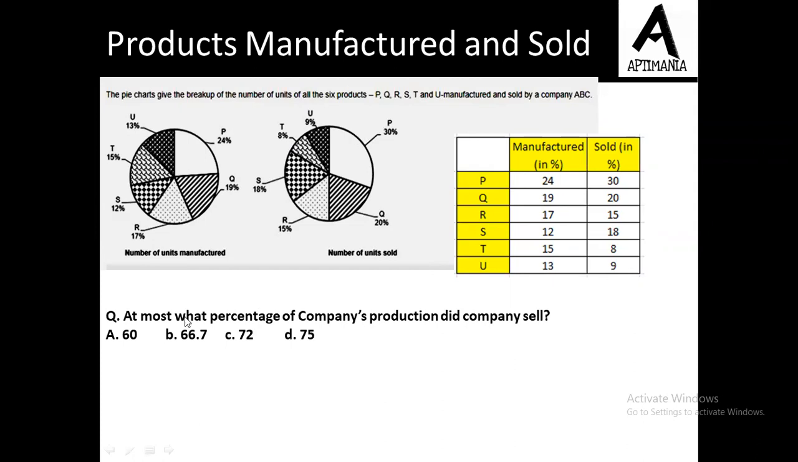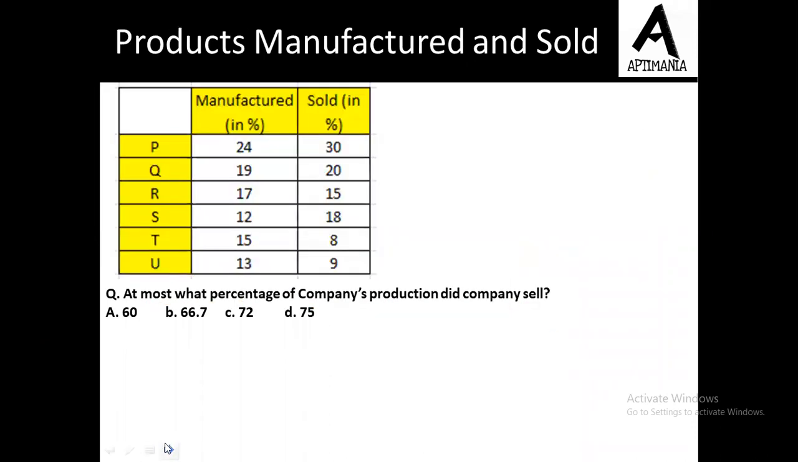Now the question is, at most what percentage of company's production did company sell? Now see, here percentage is given, but we don't have any idea about the total number of units manufactured. Similarly, we don't have any idea about the total number of units sold by the company. Now the question asks at most what percentage, ज़्यादा से ज़्यादा कितना percentage of the company's production did company sell? So to solve this question, let us move to a very decent concept.